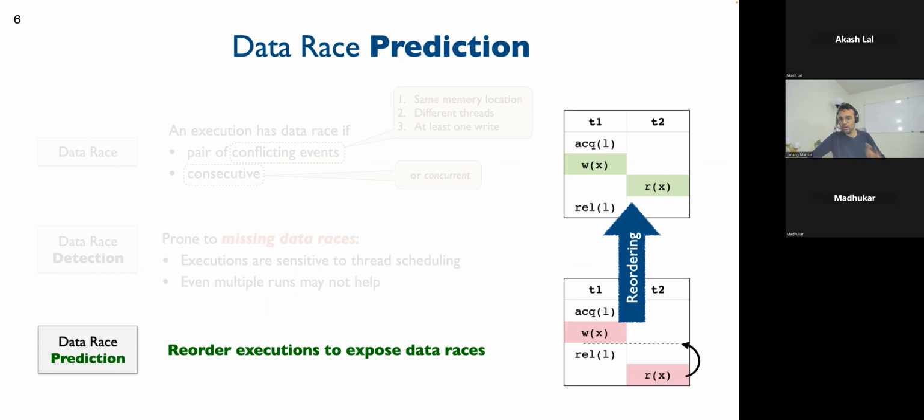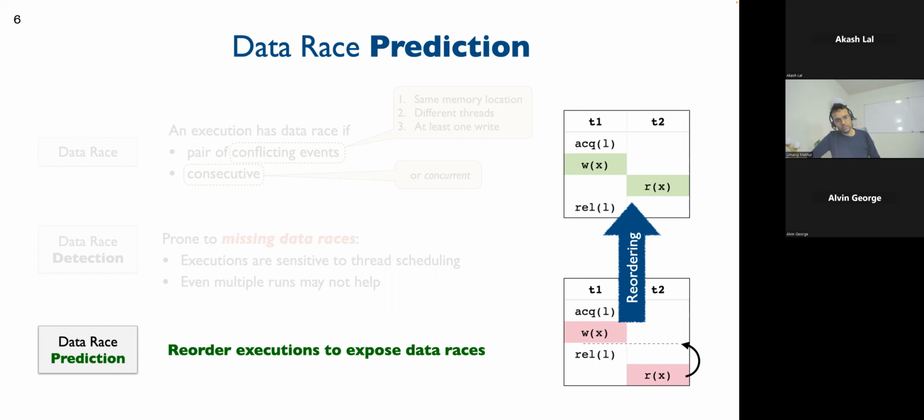Okay, since the audience is pretty small, I can afford to pause and ask if you have any questions. If not, I'll move forward. Yeah, Umang, can you please be a bit louder? What do you mean by consecutive? If there is some other event between them that is not related to X, does that still become non-consecutive?